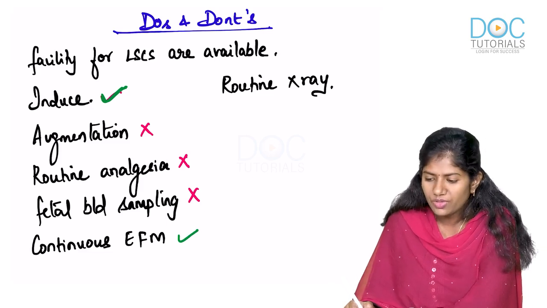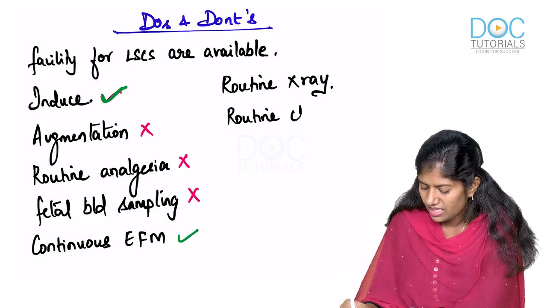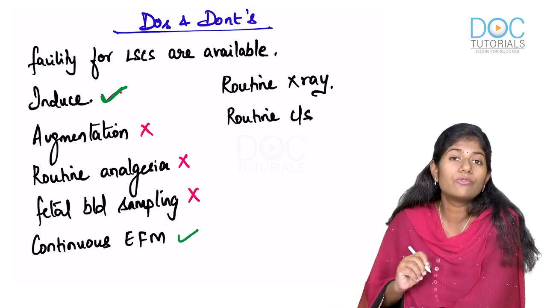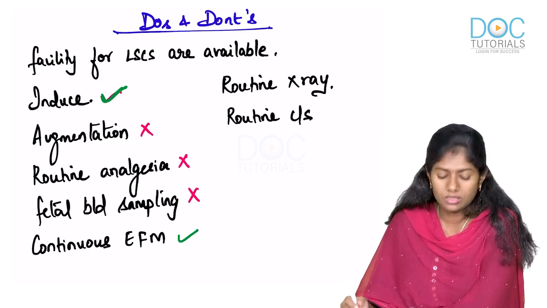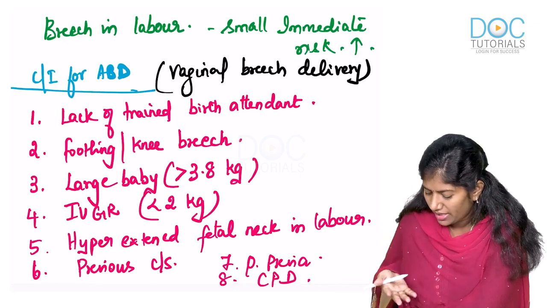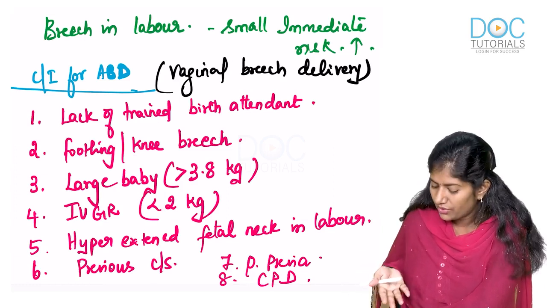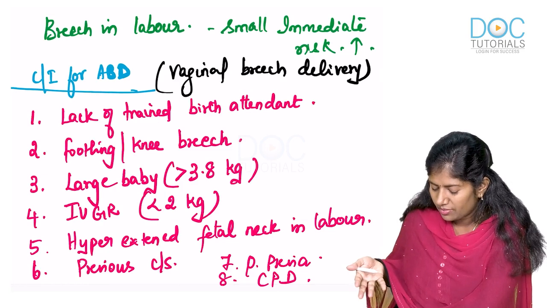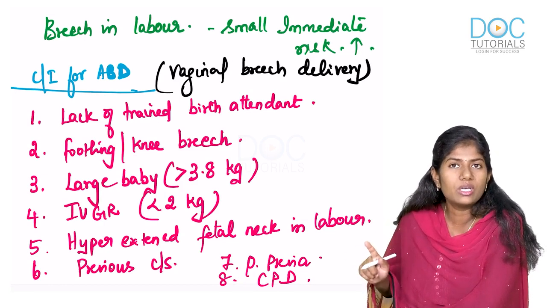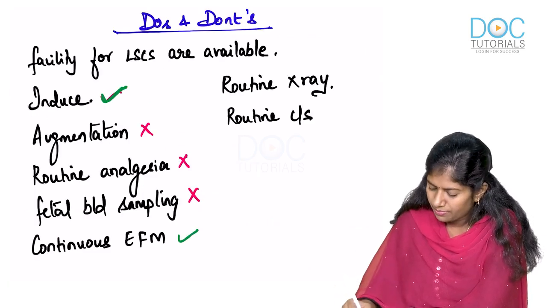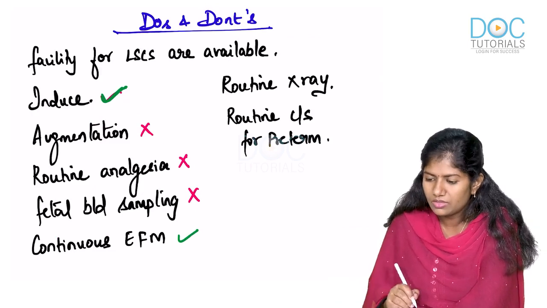Preterm breech. Do we need a routine cesarean section? Should we perform a cesarean section for all preterm breech? No. Some preterm breech can be delivered by vaginal delivery. In fact, I didn't tell you that preterm is a contraindication for assisted breech delivery. I told you 8 contraindications, out of which IUGR is a contraindication. Baby weighing less than 2 kg is a contraindication, but preterm is not a contraindication.